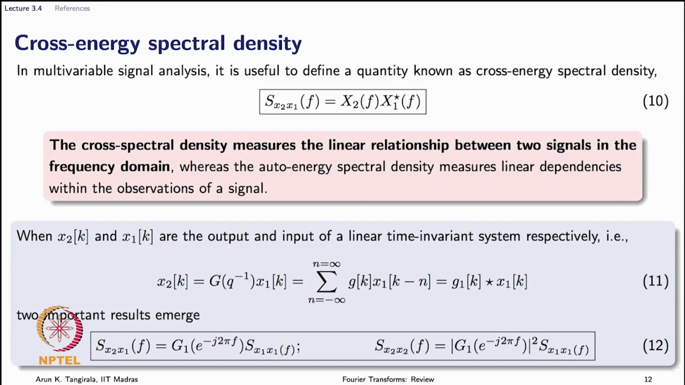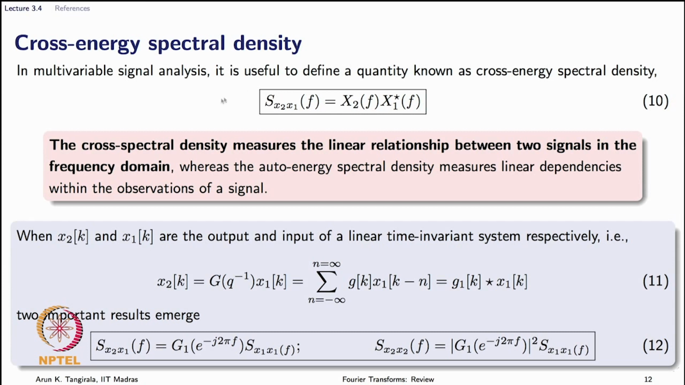You can also define what is known as a cross power spectral density. Again, you will find a similar relation between the cross power spectral density and the cross covariance function for periodic signals. Why is this result useful and where is it used? Well, it is used extensively in the analysis of linear time invariant systems.